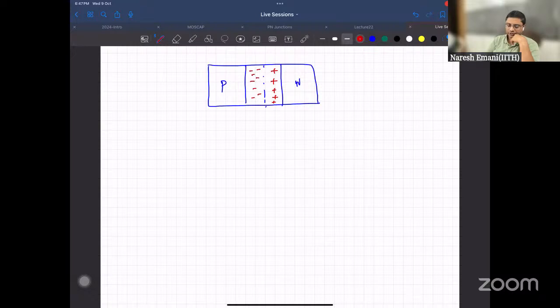P has lots of holes, right? This essentially means this has a lot of holes. Majority carriers are holes here, and here the majority carriers are electrons, right? So why do we get negative there on the P side? You should remember that this is basically what we call a space charge. These are what we call space charge regions, consisting of immobile donor or acceptor ions.